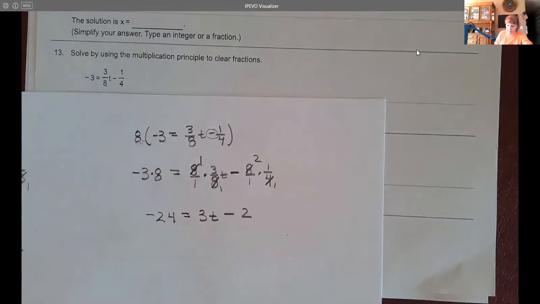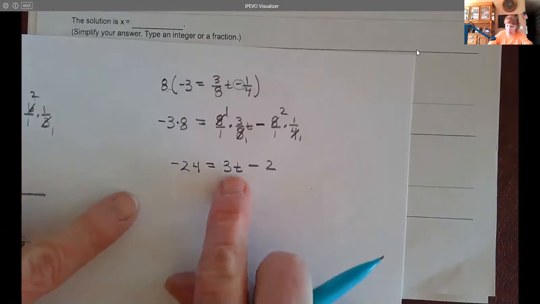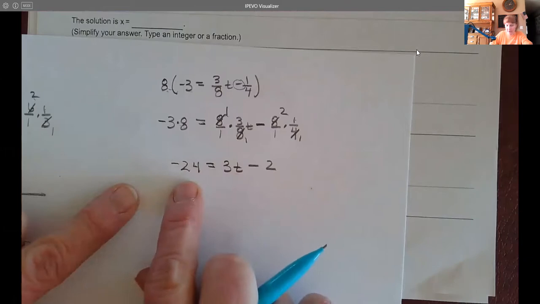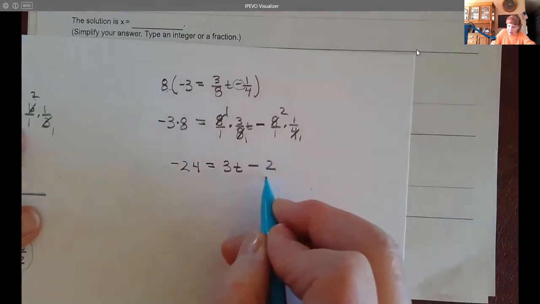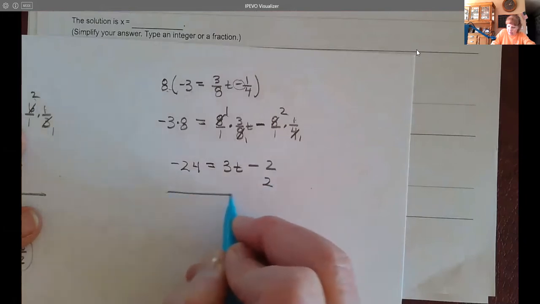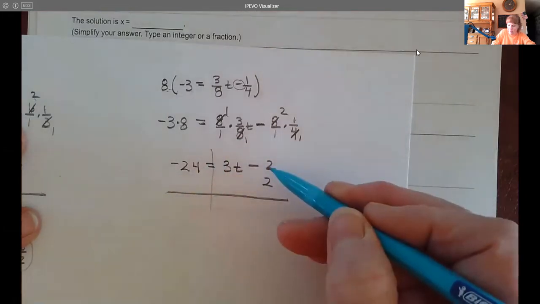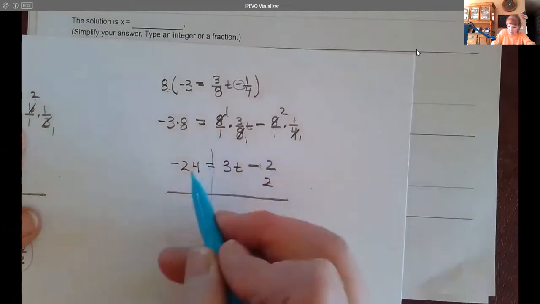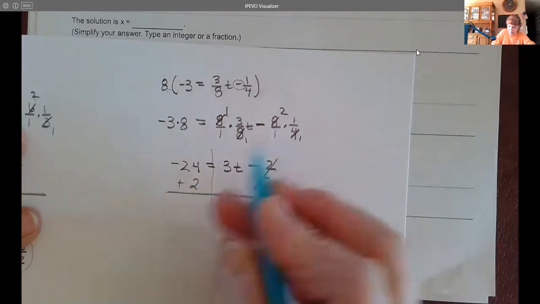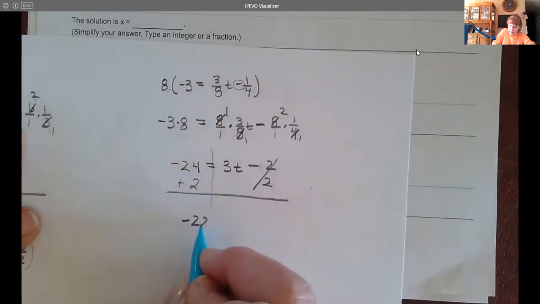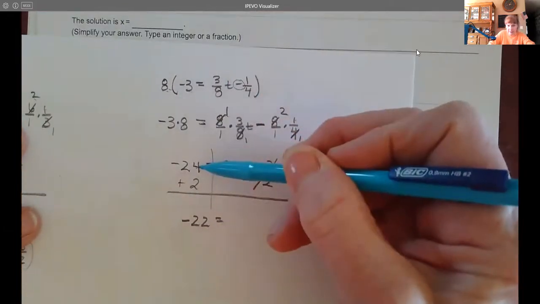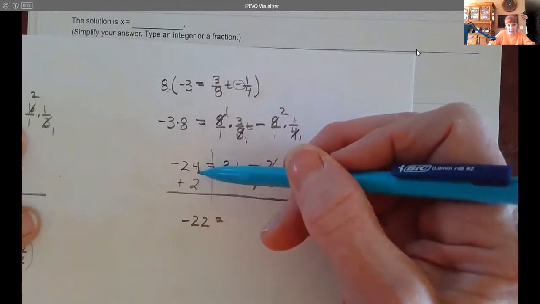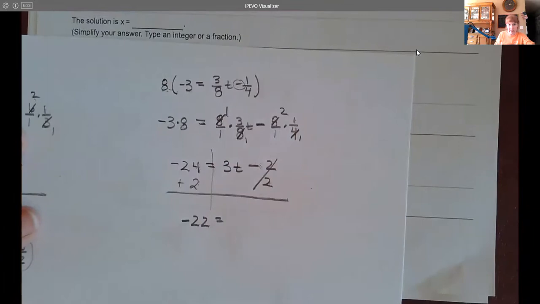To solve this one, if you want to, you can move this part to the left. You could swap them just so that your variable's on the left, or you can just go ahead and solve it here, add 2. So we'll get rid of what's being added or subtracted first, add its opposite, positive 2. So that's a negative 22, because if you have 24 negatives and you add 2 positives, these 2 will cancel out 2 of those. So now you've only got 22 negatives left.